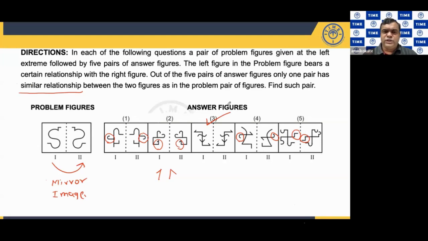Is that okay? So this is how you'll get the questions. So question may not be A's mirror image or B's mirror image. You'll get some random kind of figures and you'll find. And this is a very famous logic in CET. Every year you'll find a question based on this logic.